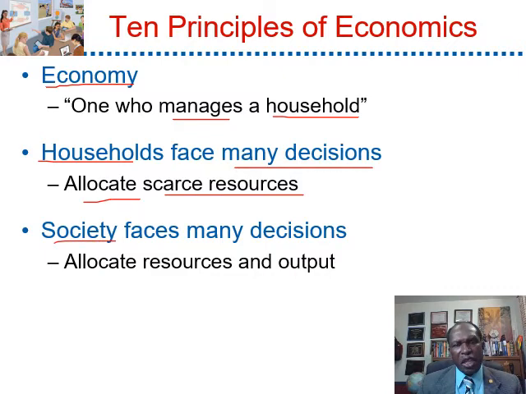Society faces many decisions. They have to allocate resources and output. So there are two types of output, goods and services. Society must decide, for instance, to use land for farming or land to build residential buildings or commercial buildings.